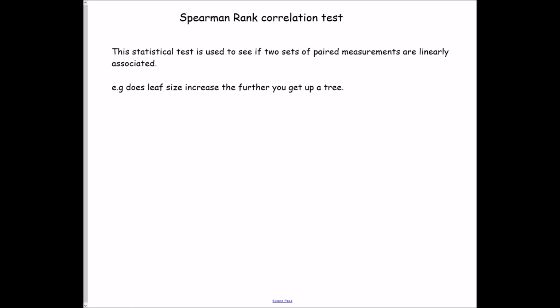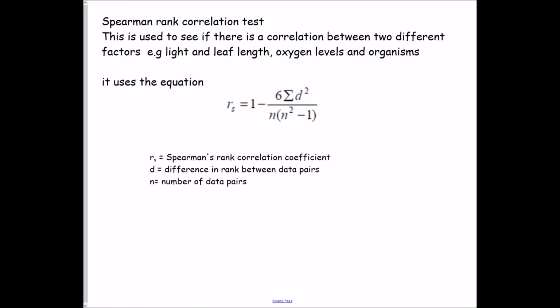Okay, so today's third instalment of statistical tests in biology is something called the Spearman rank correlation test. And this is to see if there is a correlation between two sets of paired data. So if you go up a tree, does the leaf size increase? And there's a couple more examples on this page here.